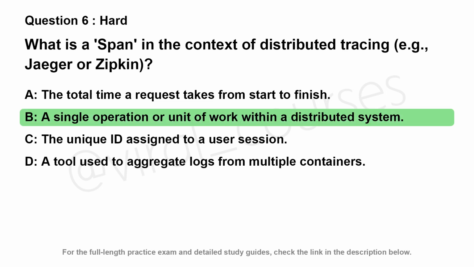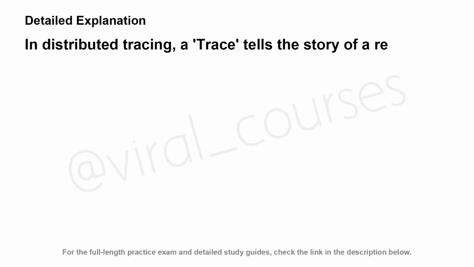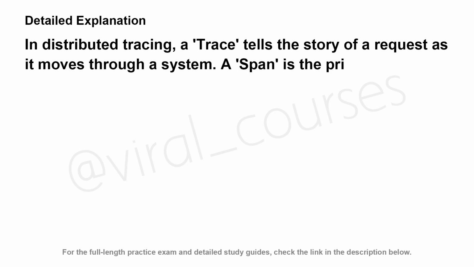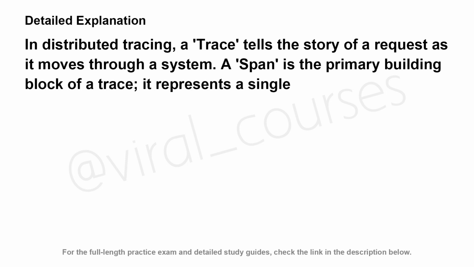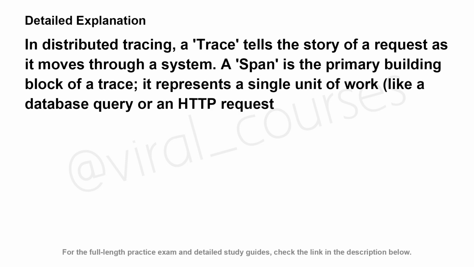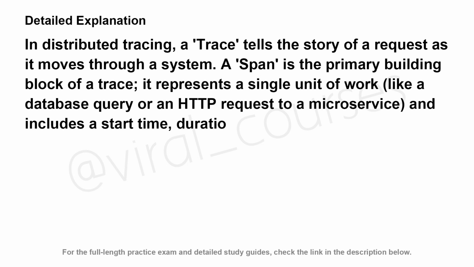The correct answer is B. In distributed tracing, a trace tells the story of a request as it moves through a system. A span is the primary building block of a trace. It represents a single unit of work, like a database query or an HTTP request to a microservice, and includes a start time, duration, and metadata tags.